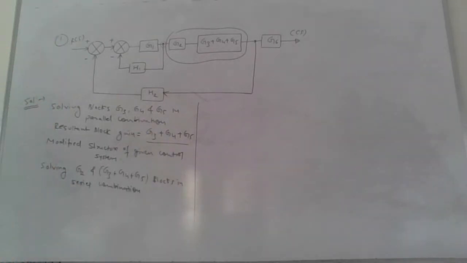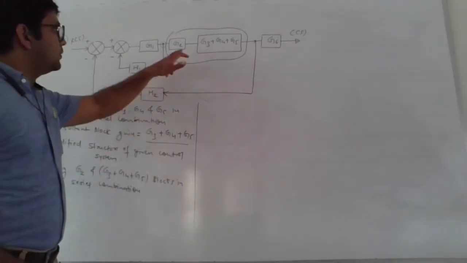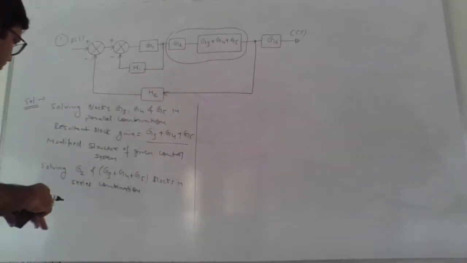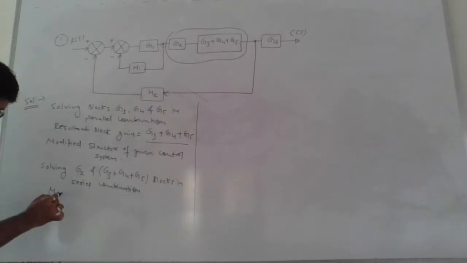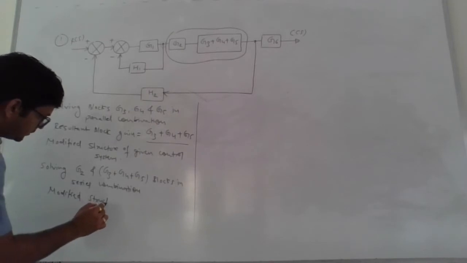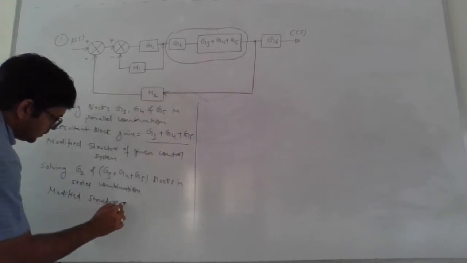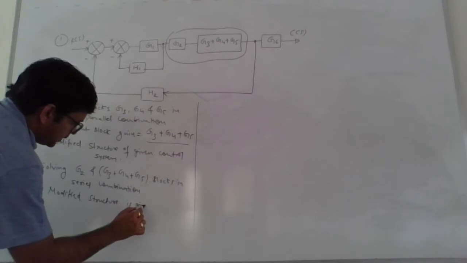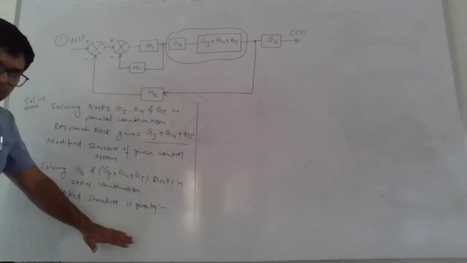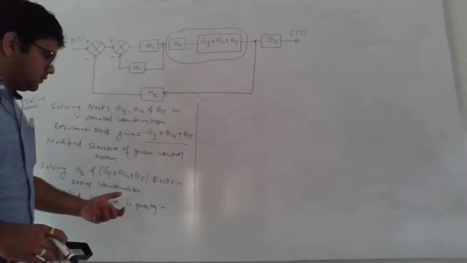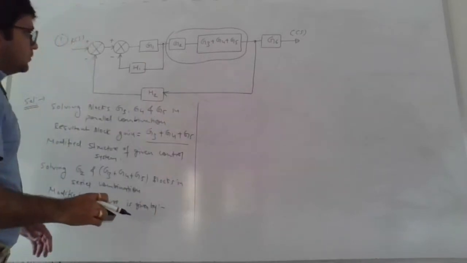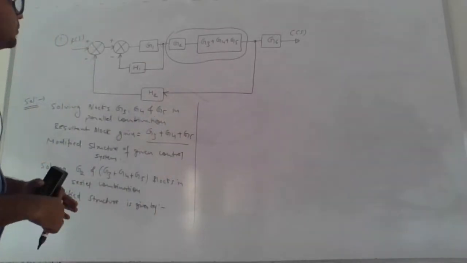So when you apply the logic of series combination between this block and this block, the modified structure is given by. So you have to draw the modified structure before this, below this line, but because of space consideration I am modifying the structure over here itself, but आपको इसके बाद वो draw करना पड़ेगा.